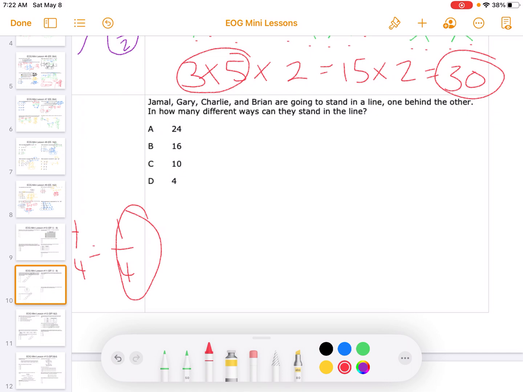Jamal, Gary, Charlie, and Brian are going to stand in a line, one behind the other. In how many different ways can they stand in the line? So I can list out my possibilities. I can say Jamal is in front, Gary is in front, Charlie is in front, Brian's in front. Okay, but once one kid is in front, they can't be in any other position in the line, because wherever you are in the line, that's where you are.